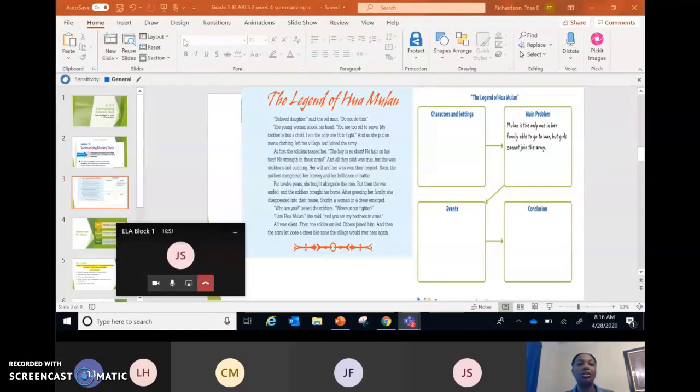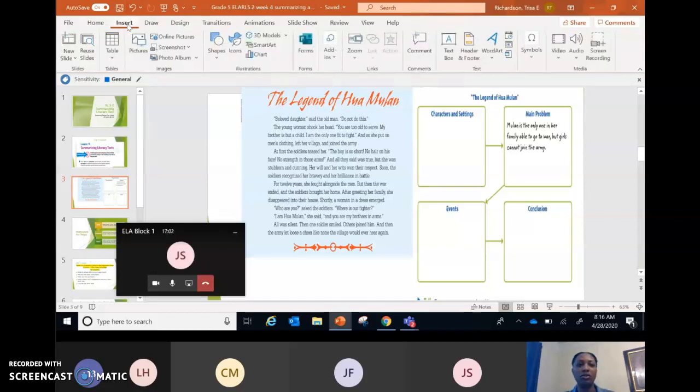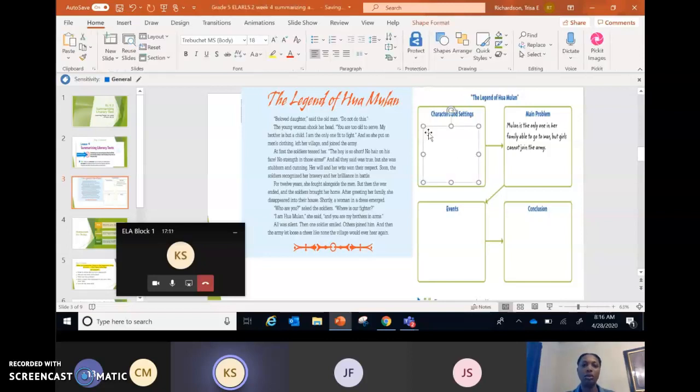Okay, let's look at characters and setting. Khadijah, can you help me find the characters and setting for this particular story, the short version of what we read? The characters are Mulan, the army, and the old man. Okay. So in the story, though, it mainly focuses on Mulan and who else? And the soldiers.